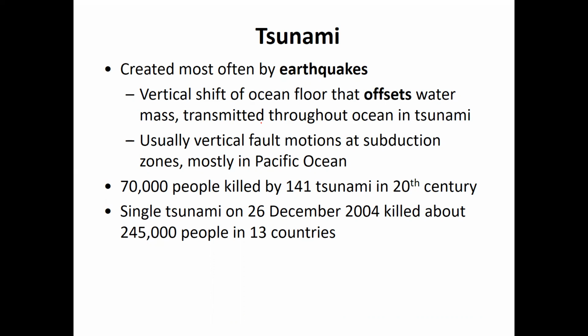Usually we have significant vertical fault motions along the reverse faults that occur along subduction zones. Most subduction zones, not all, but most, are around the rim of the Pacific Ocean. So most tsunami occur in the Pacific Ocean, not all, but most. 70,000 people were killed by 141 tsunami in the 20th century. So in a whole century, 100 years, 70,000 people were killed by 141 tsunami.